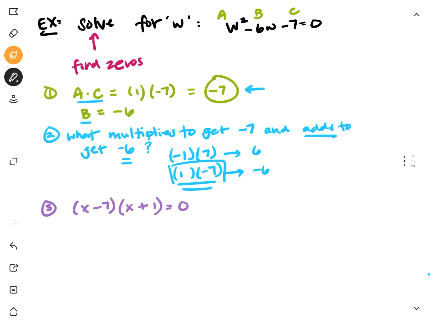Okay, and then on to the last step, and this is kind of an important concept, and it's something you guys probably realized a long time ago, but you might not have a name for it. We're looking at the zero product property.